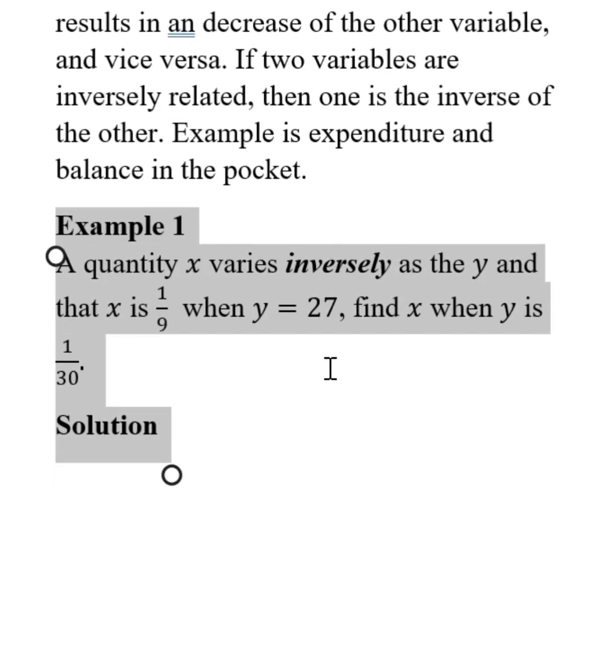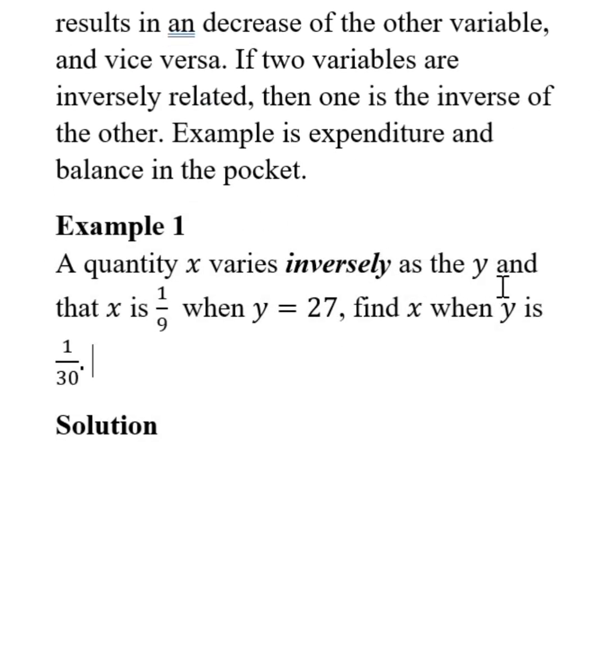A quantity x varies inversely as y. There's a typing error here, sorry. So a quantity x varies inversely as y, and that x is 1/9 when y is 27. Find x when y is 1/30. So we start coming up with a mathematical equation using the first statement here.